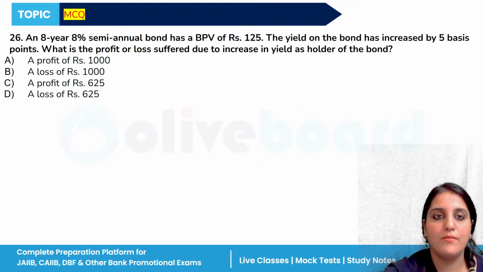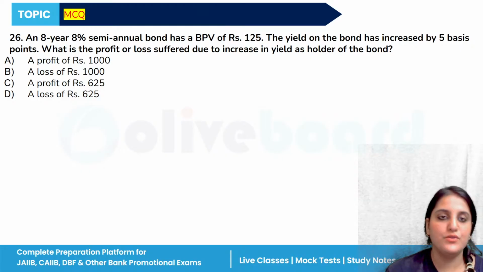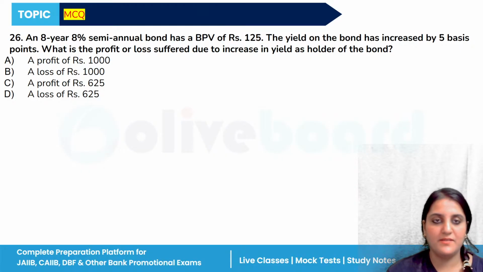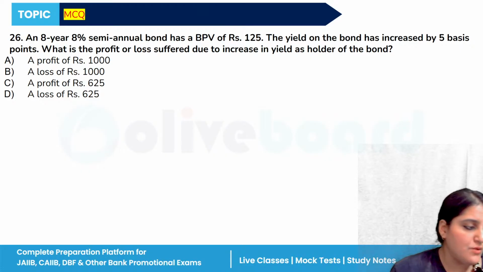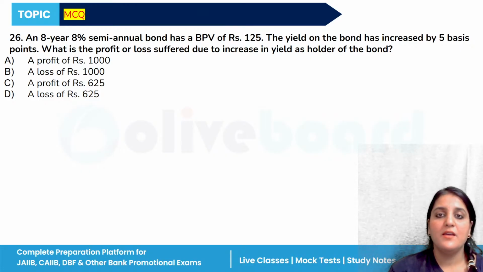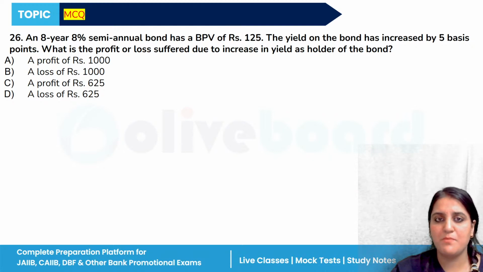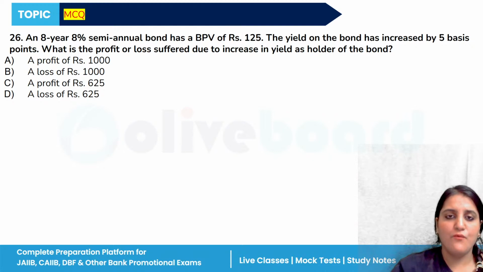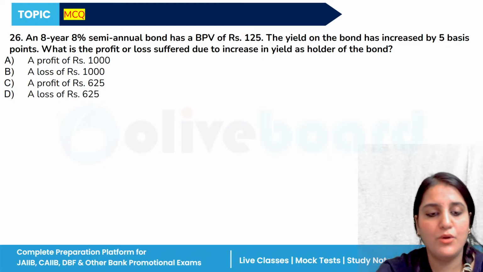Now the first question of the next unit, that is the 26th question basically. An 8-year 8% semi-annual bond has a BPV of rupees 125. The yield on the bond has increased by 5 basis points. What is the profit or loss suffered due to the increase in the yield as holder of the bond?